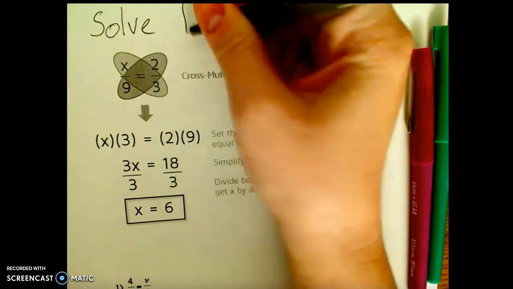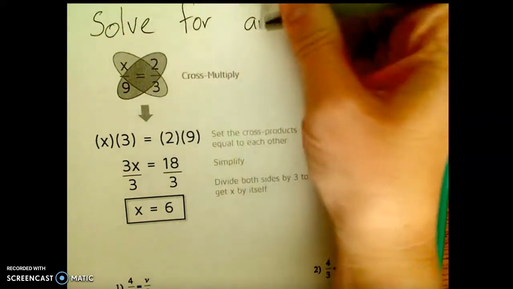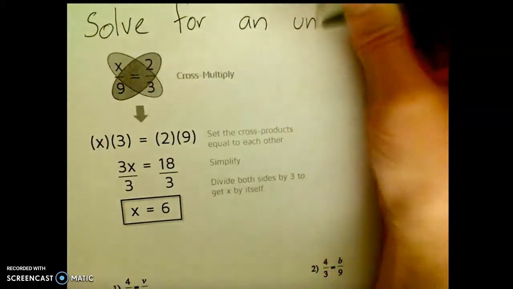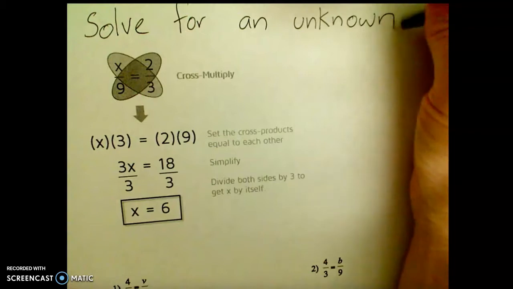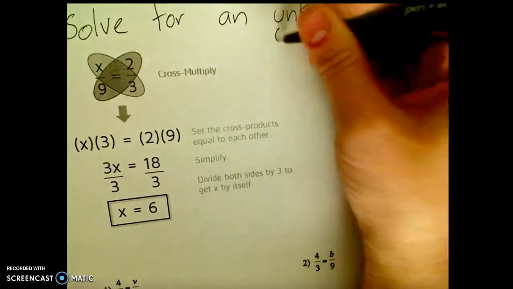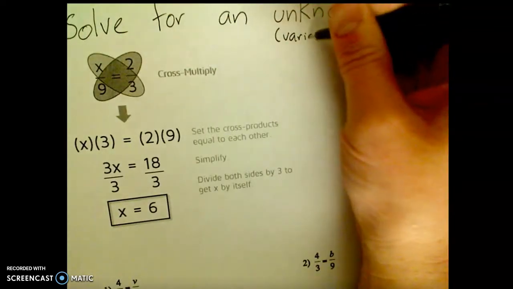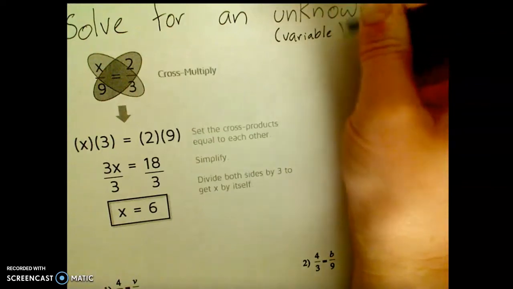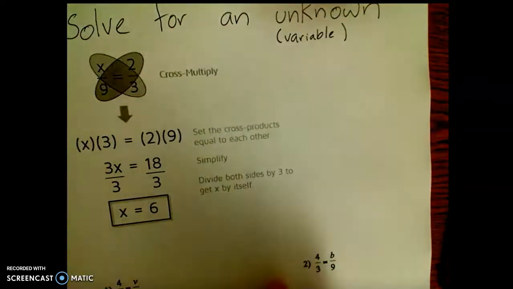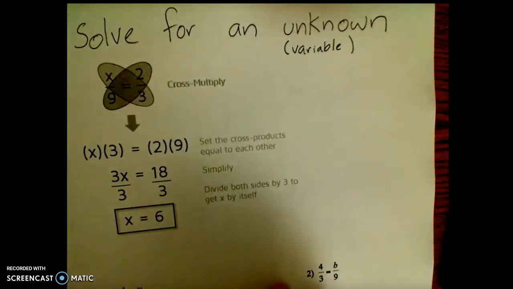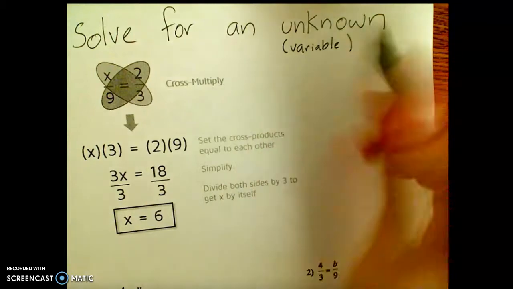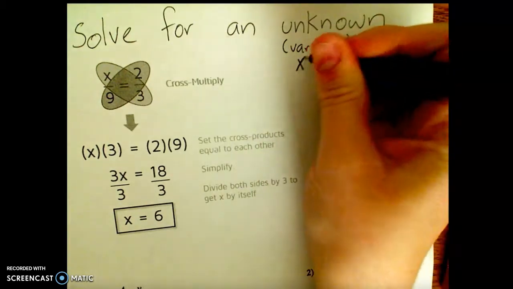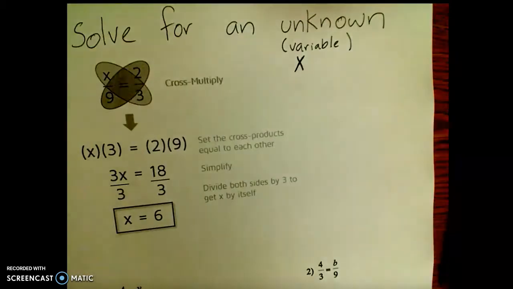Solve for an unknown. Now, when we say an unknown, what I mean is a variable. That letter that gets stuck into a problem, and you're supposed to try and figure out what that number is. Okay? That is a variable. Usually we'll use x. But honestly, we could use any letter we feel like, A, B, C, D, and all the rest.